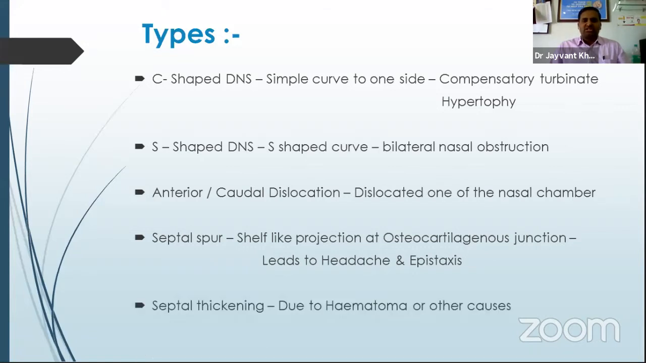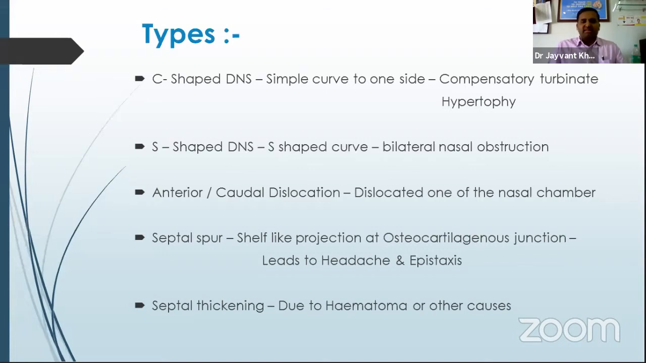Septal spur: a shelf-like projection at the osteocartilaginous junction leads to headache and epistaxis. When the septal spur is large, it stretches the mucoperichondrial or mucoperiosteal flap, then some of the capillaries break and epistaxis or nasal bleeding comes from the nose. Then septal thickening due to hematoma or other causes.